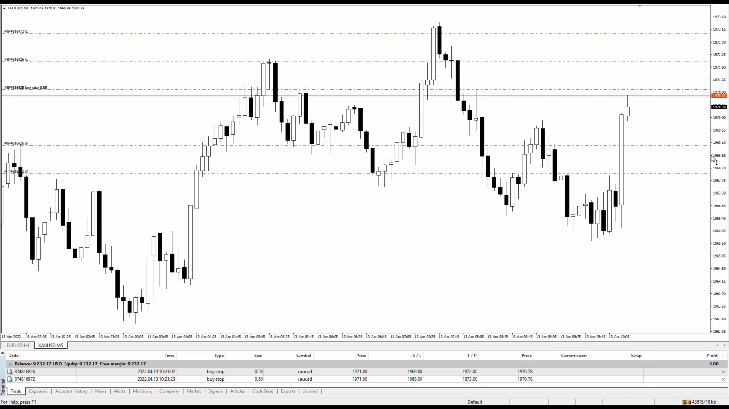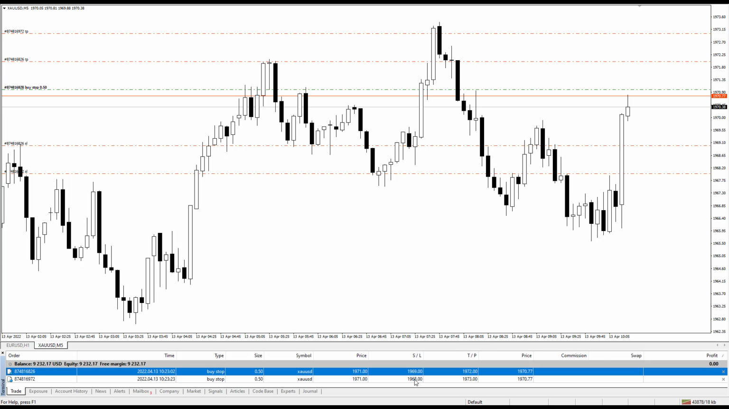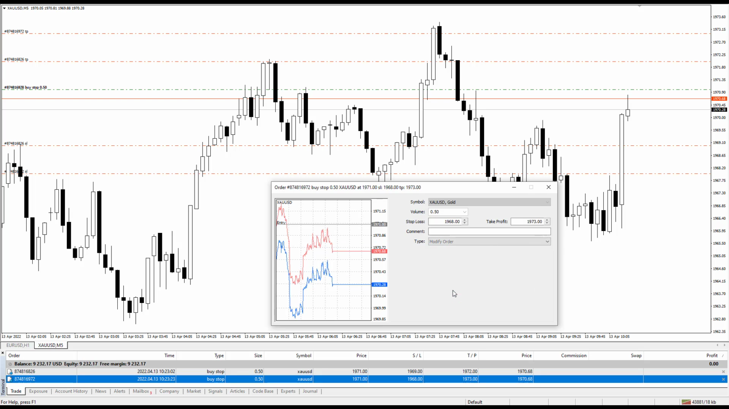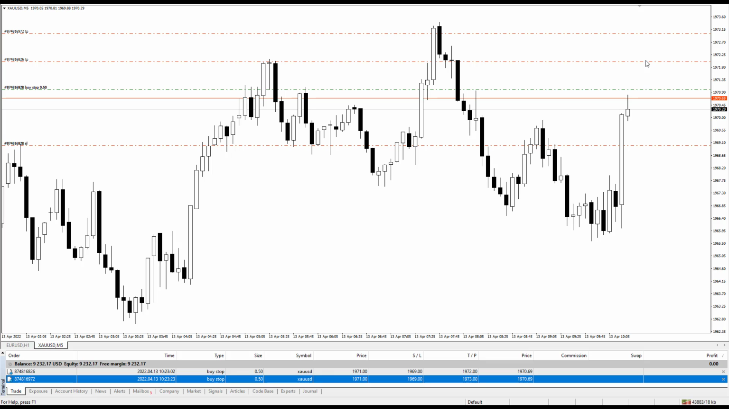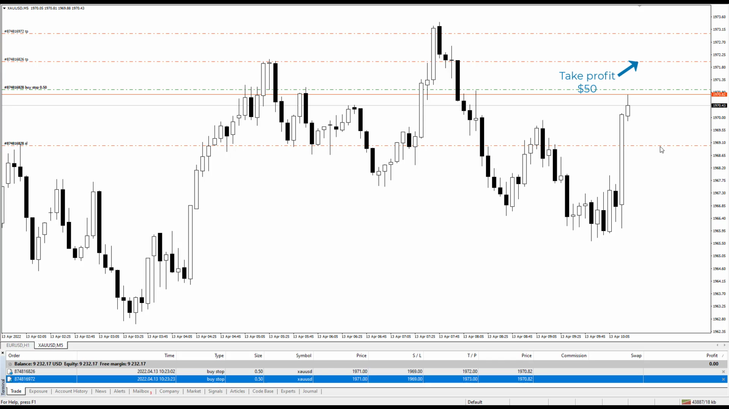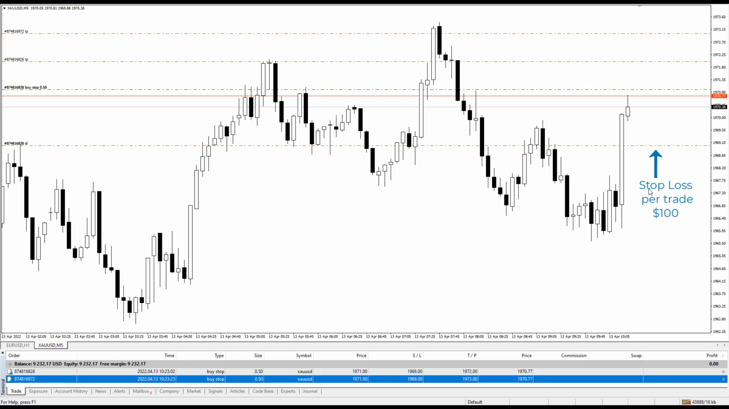Sorry, I made a mistake. The one order doesn't have 20 pips stop loss. I will change that. So both orders are open with the 20 pips stop loss. Okay, now I have two pending orders, one with 10 pips profit and second with 20 pips profit. First order is $50 and the second order is $100, and each will have $100 stop loss.